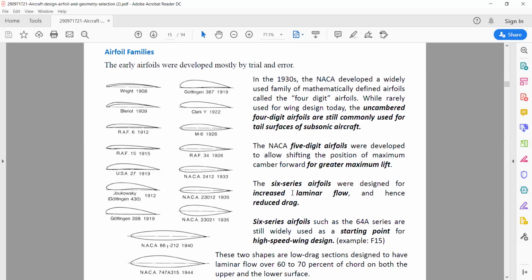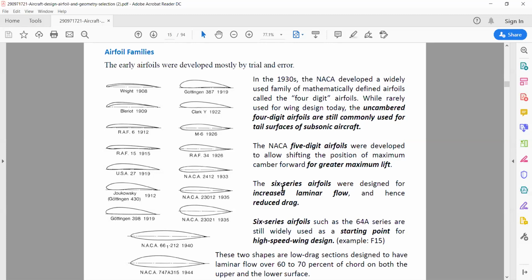So therefore, we are using different series of airfoils. For example, the F-15 mainly uses the 64A series, starting with a high-speed wing design. So the airfoil selection tells what type of aircraft we are going to design. The F-15 mainly uses the 64A series, which is called a high-speed wing design. It's called high-speed aerodynamics. We'll discuss about it.